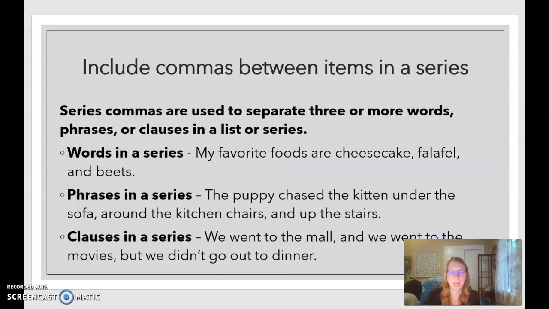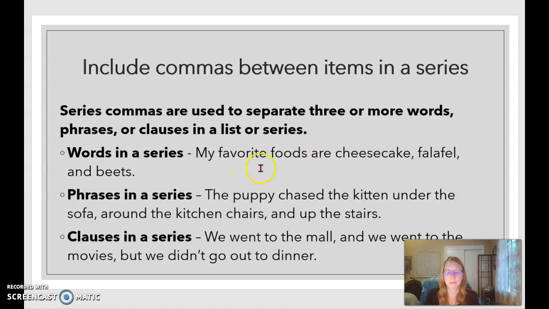Next, we're going to look at using commas between items in a series. So you can have words in a series, phrases in a series, or clauses in a series. And series commas are used to separate three or more of these in a list.